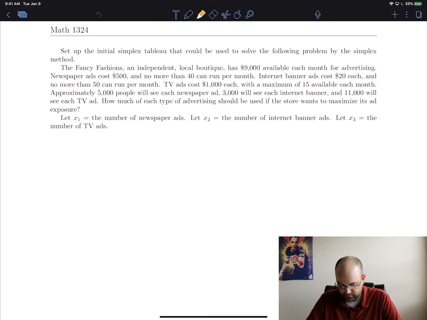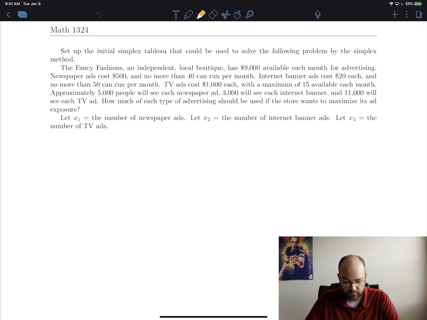Approximately 5,000 people will see each newspaper ad, 3,000 will see each internet banner, and 11,000 will see each TV ad. How much of each type of advertising should be used if the store wants to maximize its ad exposure? Let x1 equal the number of newspaper ads, x2 the number of internet banner ads, and x3 the number of TV ads.